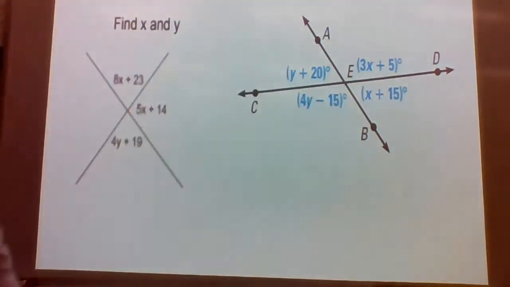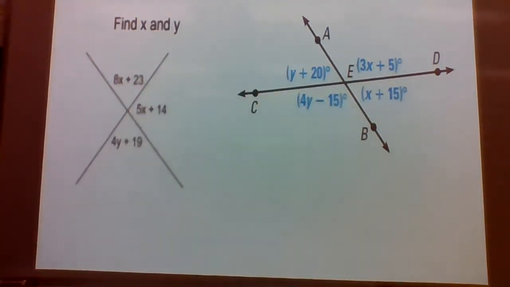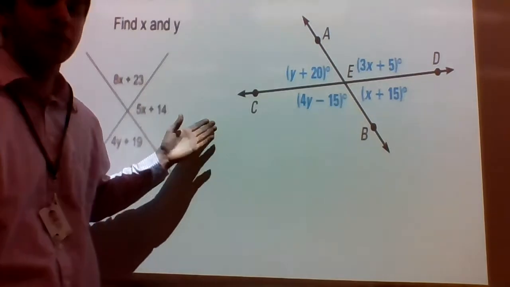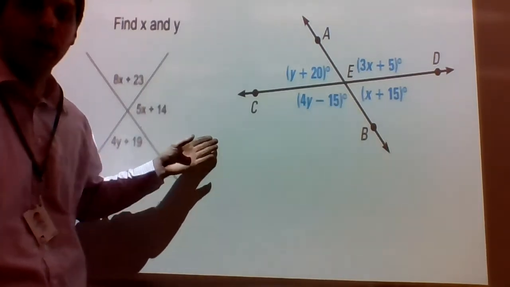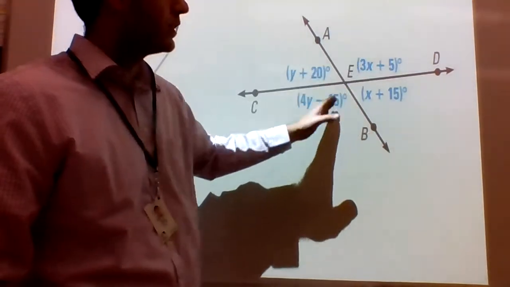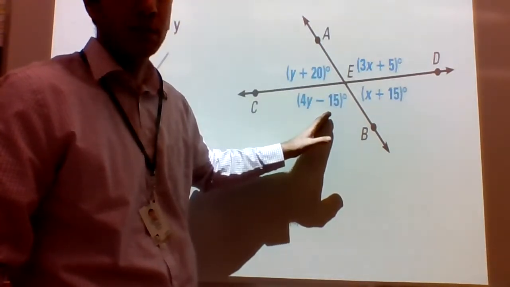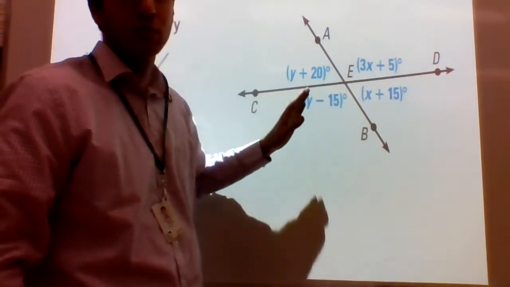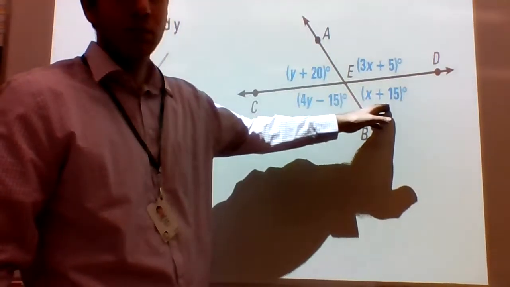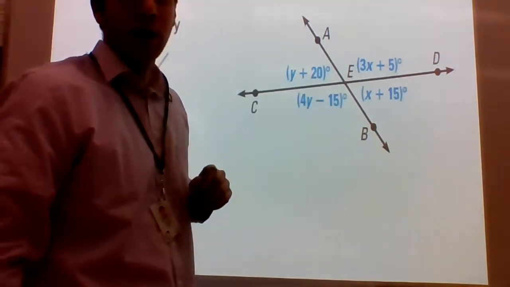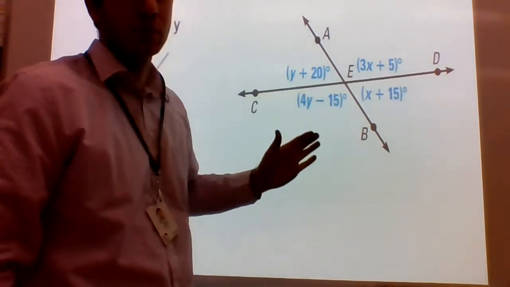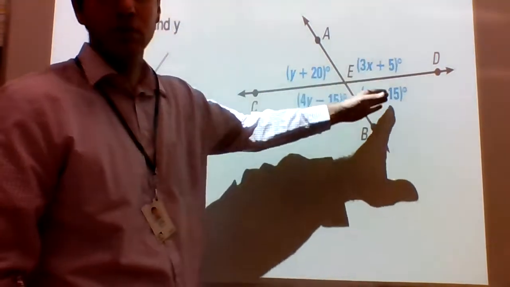Next one. Again, we have two variables. We want to try to avoid putting two variables in one equation, so we can set up two separate equations, one for x and one for y. We could say these are vertical angles, so 3x plus 5 equals 4y minus 15. But again, that gives us two variables in one equation. Then we can do x plus 15 equals y plus 20. But that gives us two variables in each equation, so we can avoid that by just using linear pairs.